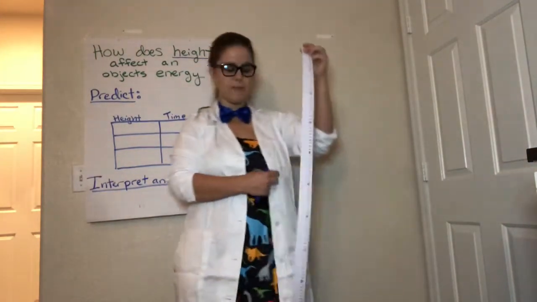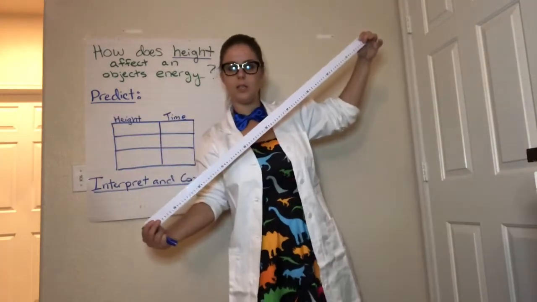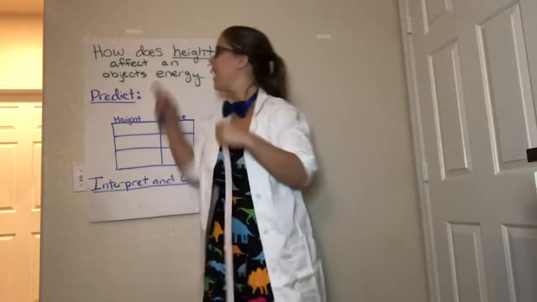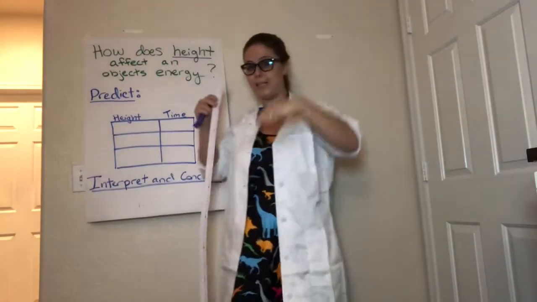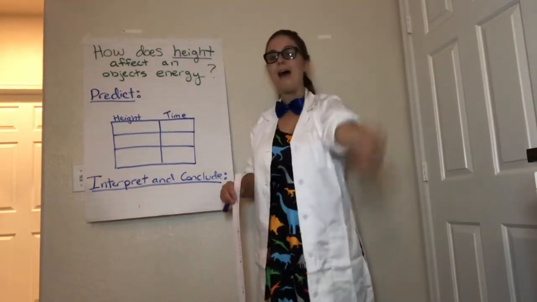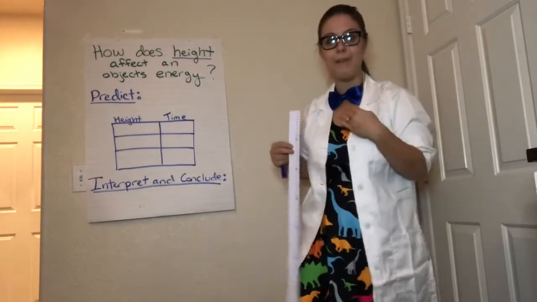Is it how long something is? Is it this way? Is it how diagonal something is? Maybe how round something is? No. Height is how tall something is. So from top to bottom, from the top of your head to the tip of your toes, how tall are you? So, science with Miss Gurley, I am 5'6".